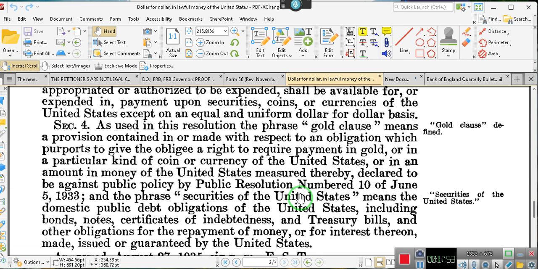Now we'll be doing other videos in the near future showing you guys how that security that is created by you, by your signature on that document, is delivered to a bank with the operating circular.